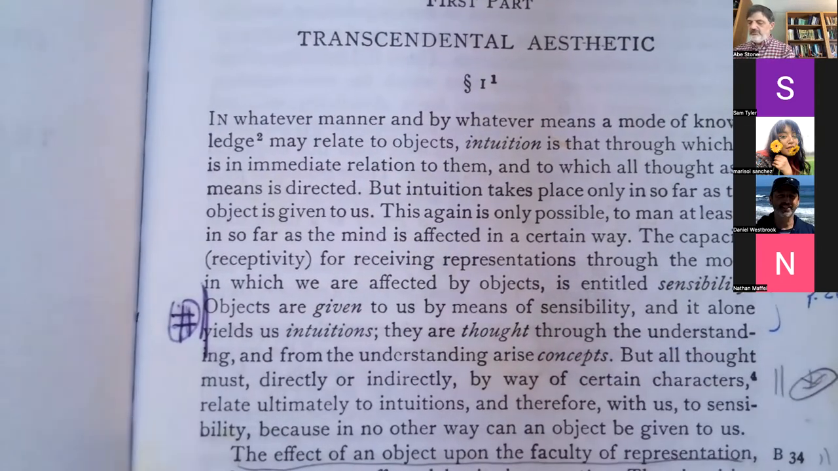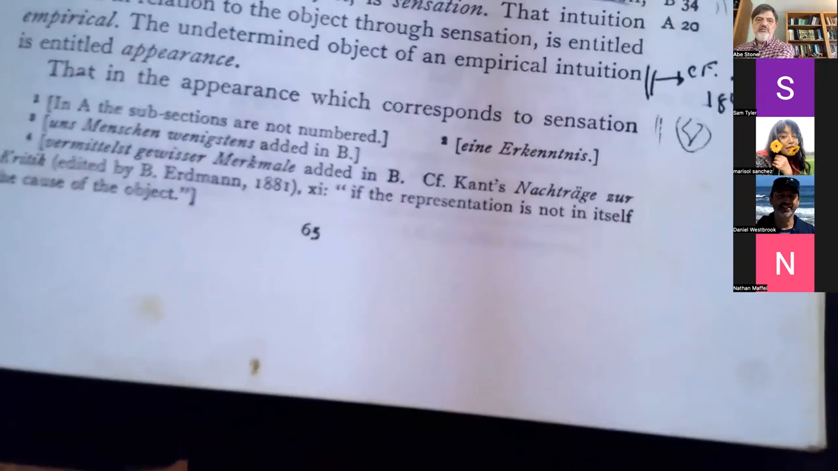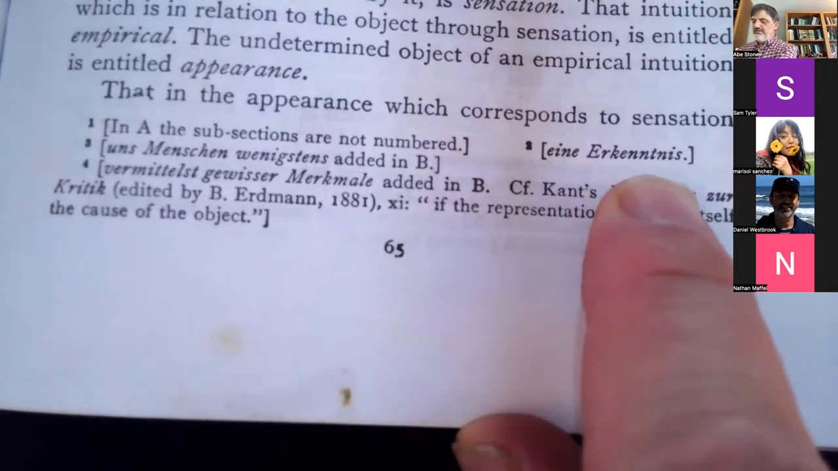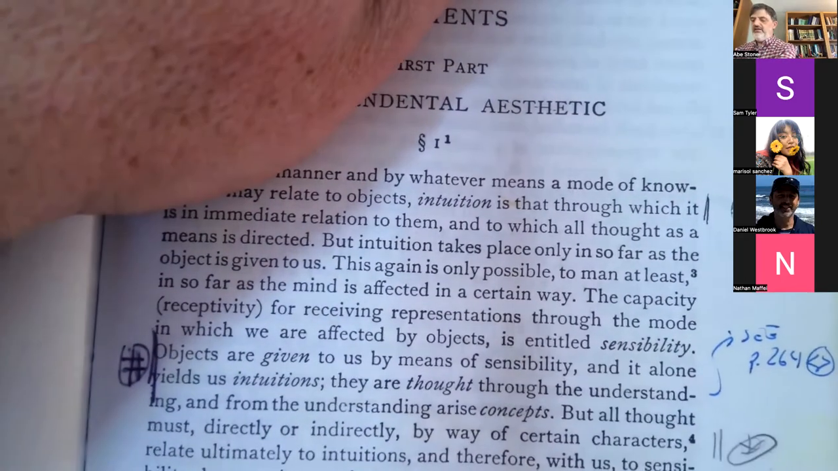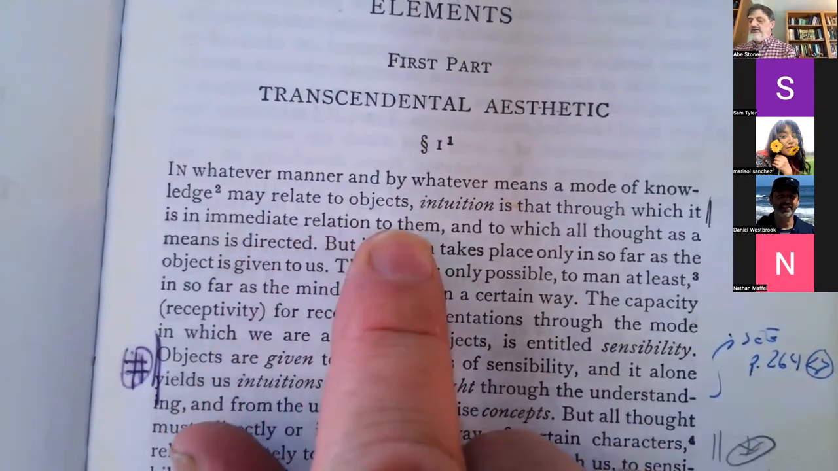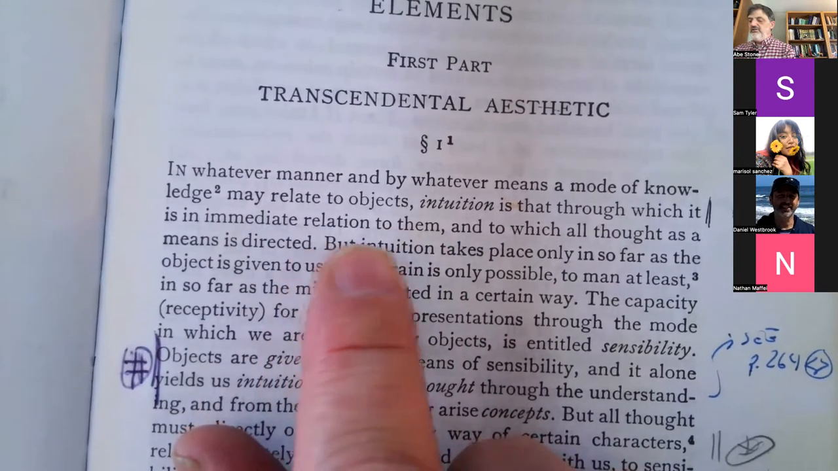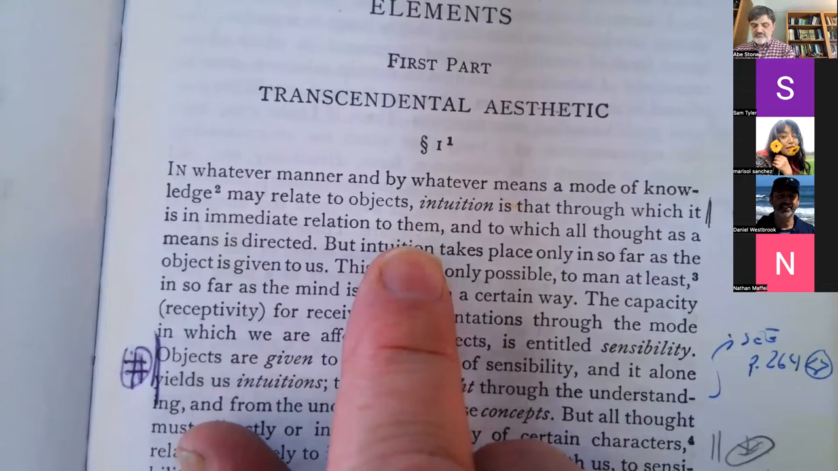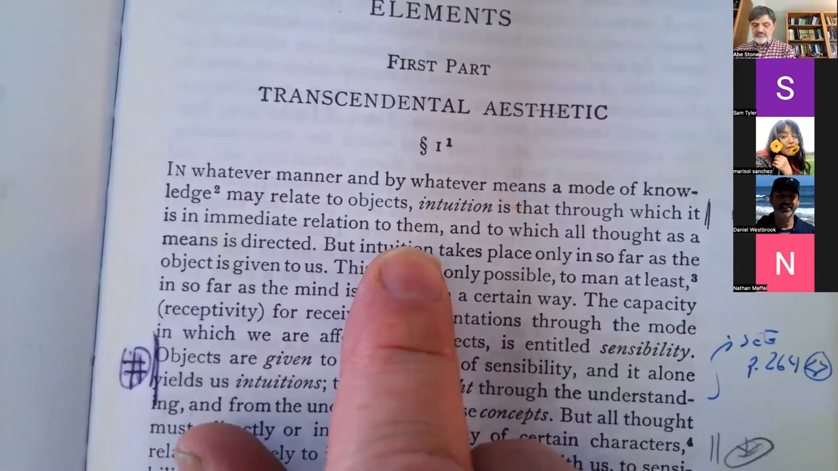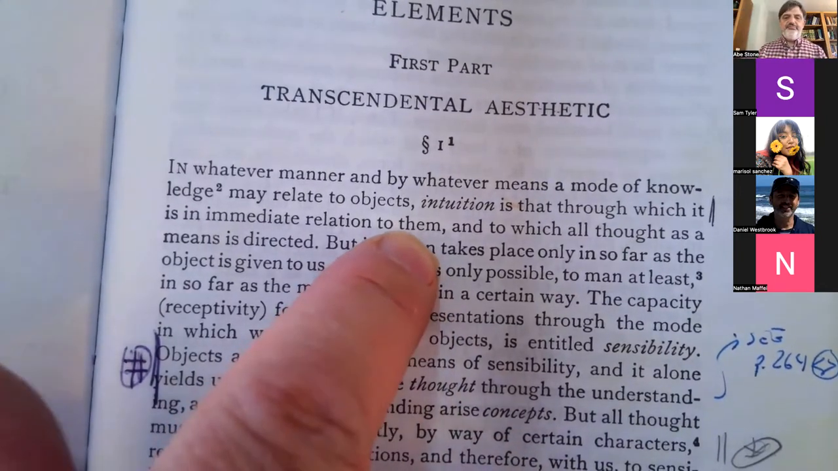and there's a footnote here: a mode of knowledge, eine Erkenntnis. I'm going to say something about what that word Erkenntnis means in a second. But in whatever manner and by whatever means, a mode of knowledge may relate to objects, intuition is that through which it is in immediate relation to them. Let me stop there for a moment.